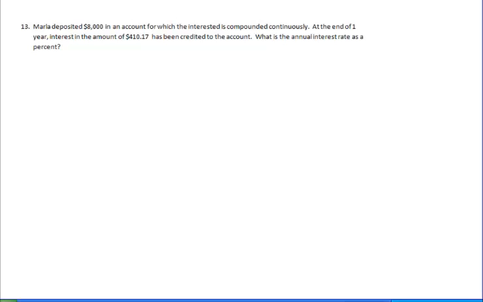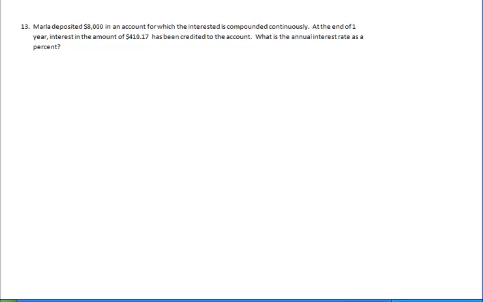Okay, so Marla deposited $8,000 in an account for which the interest is compounded continuously. At the end of 1 year, interest in the amount of $410.17 has been credited to the account. What is the annual interest rate as a percent?